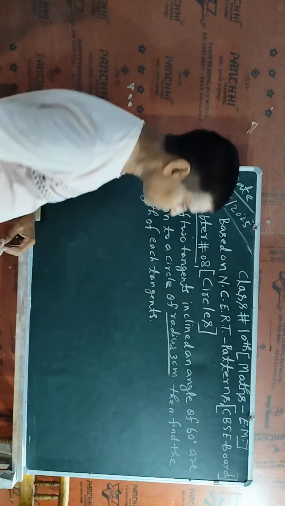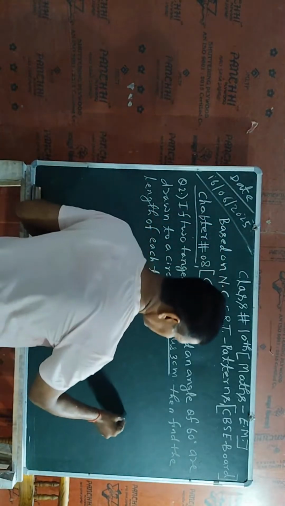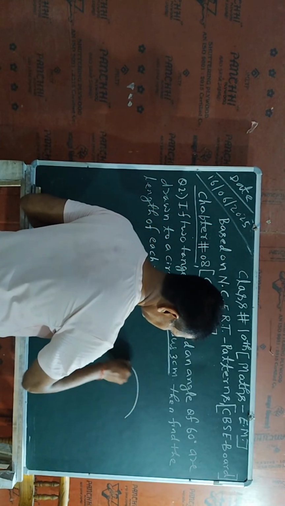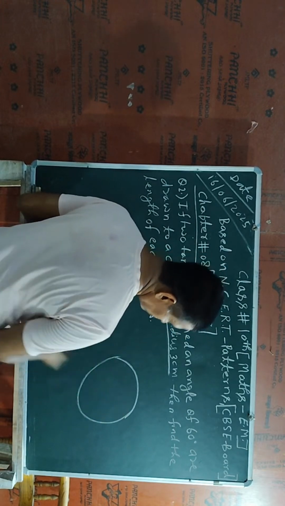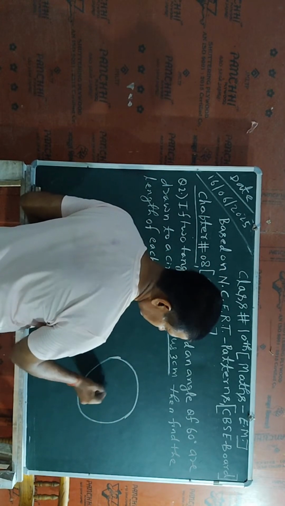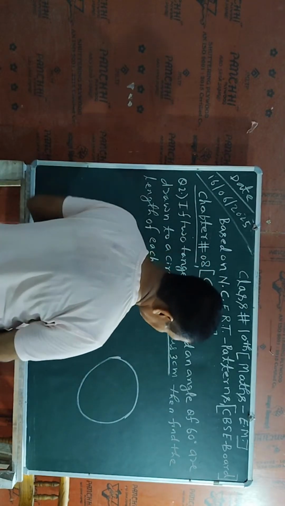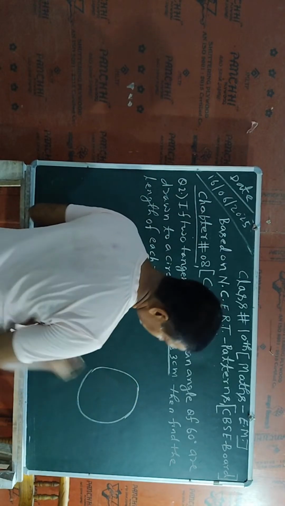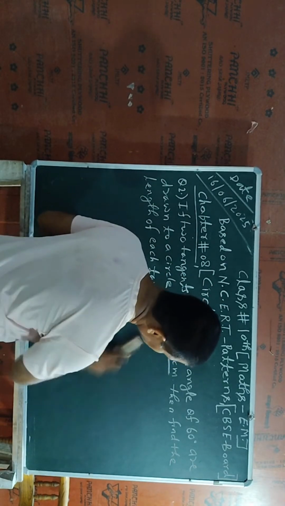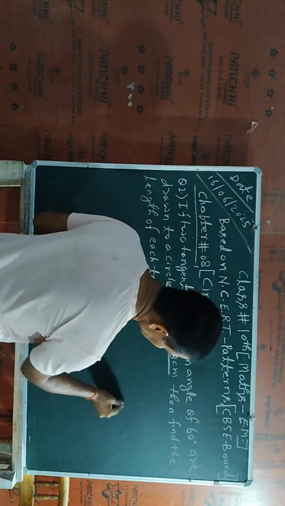First of all, here I will draw a circle, and I will say this circle has a radius 3 centimeters. So properly I will draw a circle, and that circle has a radius 3 centimeters.